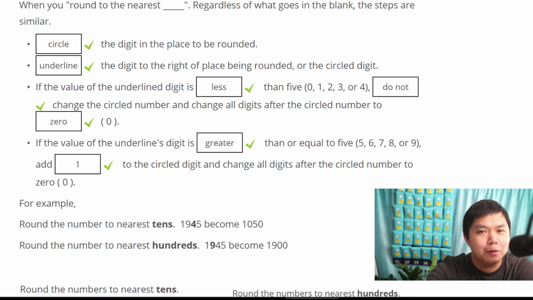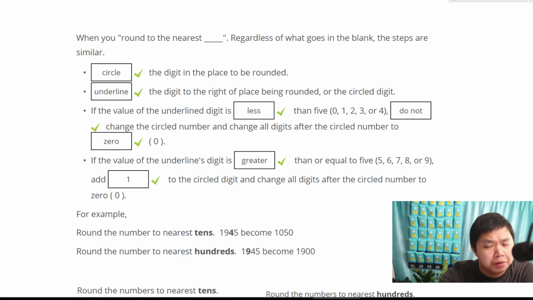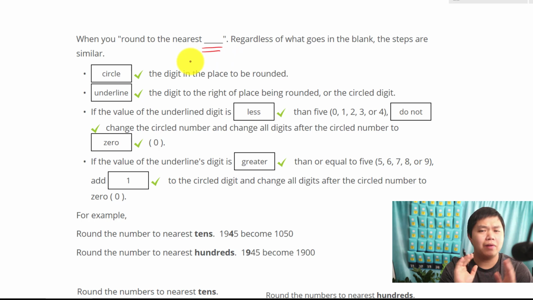In this lesson, we are going to learn how to round a number to a specific place value or specific digit. When you round a number, it follows all these similar steps, okay? So the way it works is like this. When you round a number to a nearest place or specific digit in a number, regardless of what goes in this blank right here, the steps are very similar.